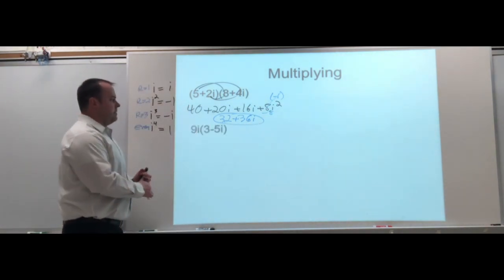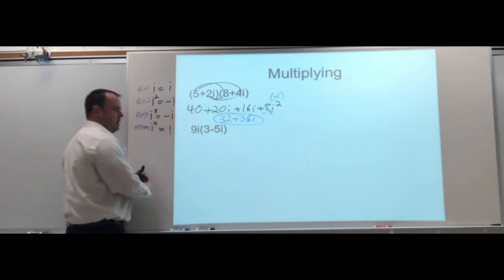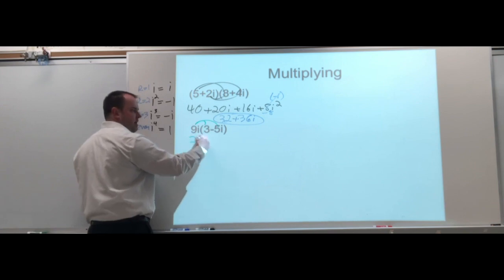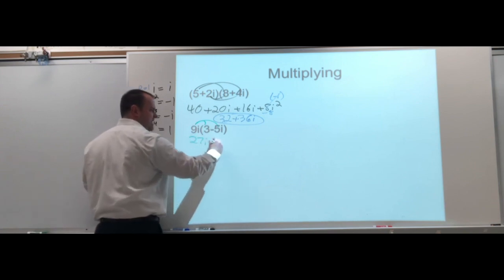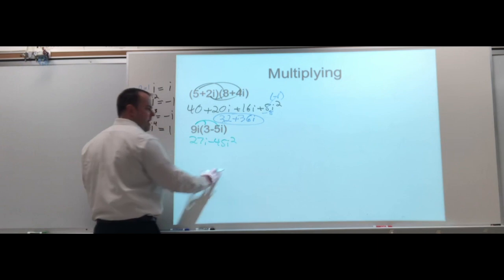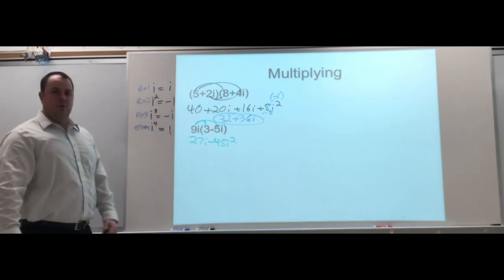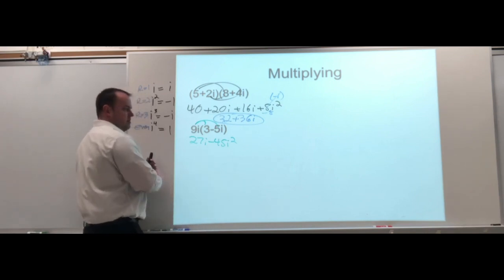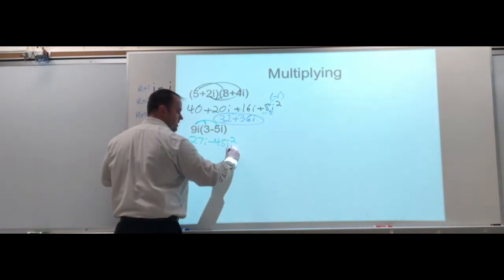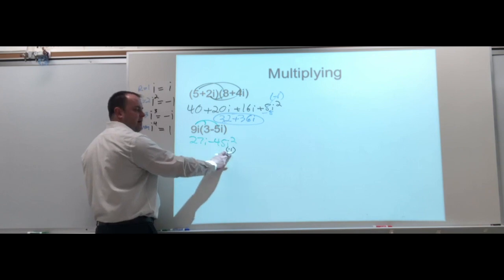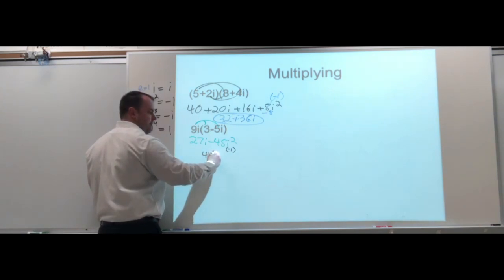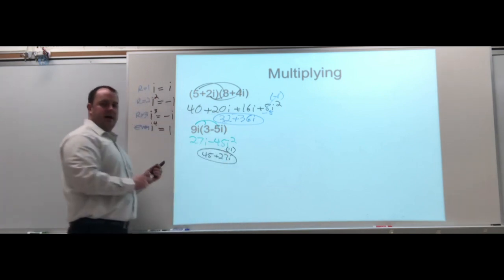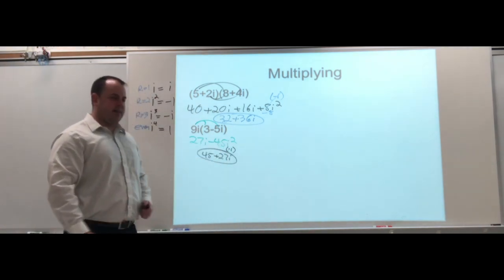9i times 3 minus 5i, just another example. This time it's the distributive property. So we're going to have 27i minus 45i squared. Okay? So we do need to move some things around and simplify. We have the i squared again. So that i squared goes to -1. -45 times -1 is 45 plus 27i. So we had to move the 27i to the back, and we did have to simplify that i squared.